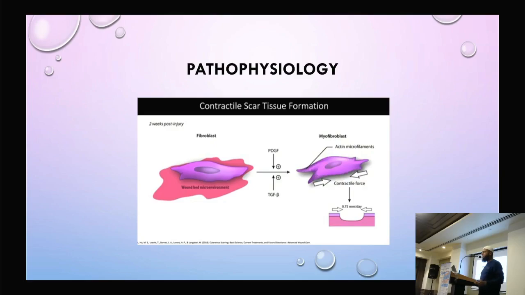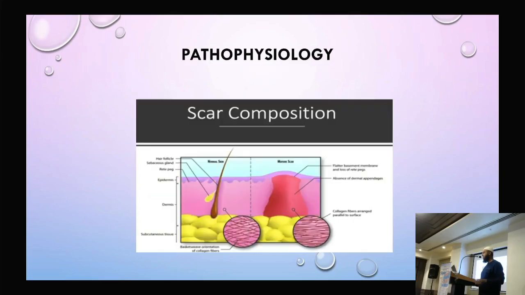Two weeks after the injury, the fibroblasts, under the influence of PDGF and TGF, convert into myofibroblasts with more active microfilaments, which help in tissue contraction. These are the contractile forces. It has been studied in skin, where the actual rate of contraction is 0.7 mm per day, but this is for the skin. Studies have not been done for urethral stricture. But the scar composition is the same as in normal tissue, which I have already explained.